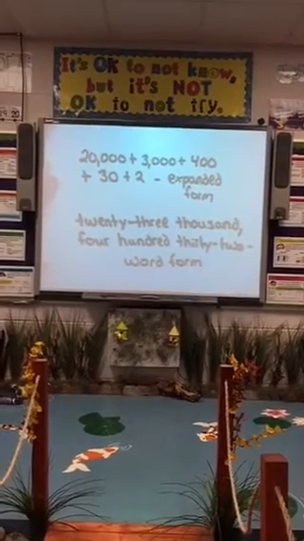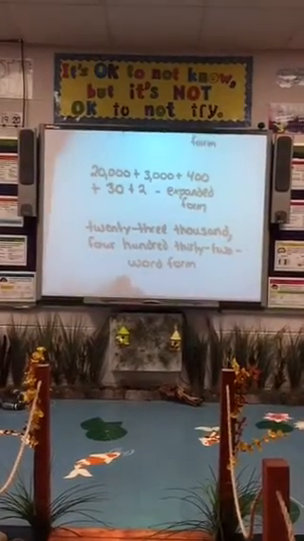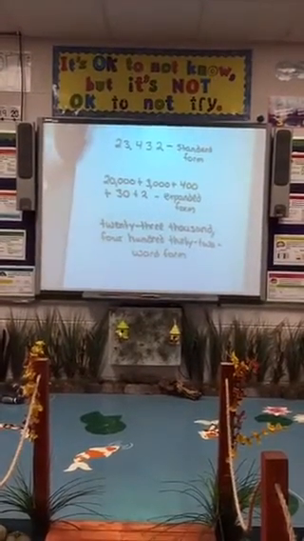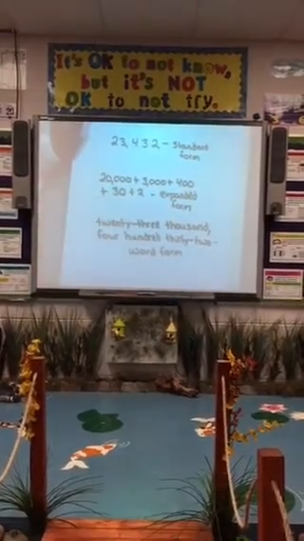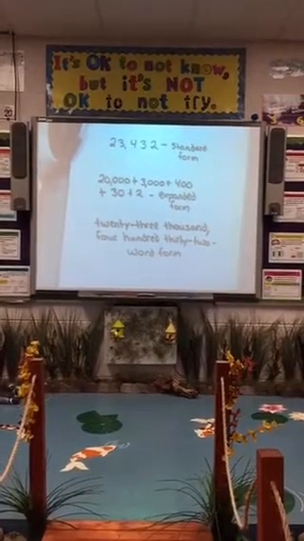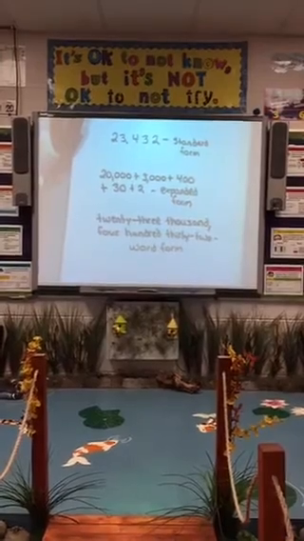These are the 3 forms that we're working on right now in class. It's standard form, where you write the number how we would normally see it using a calculator or something like that. Expanded form, where we're following the digits and writing the value of every digit, and then word form. And you always do word form exactly as you say it.